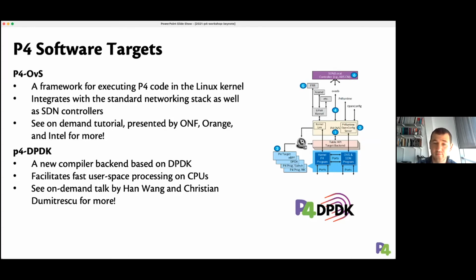Another software target is P4 DPDK. So this is a new compiler backend for P4C. And here the name of the game is to really enable fast user space processing on CPUs. And again, there's an on-demand talk by Han Wang and Christian Dumitrescu, which you can see, which gives all the details on that. So stepping back, I think this vision of P4 and deep programmability really requires these kinds of software targets, so that P4 is not just about, say, routers and switches, but also in the kernel and even in user space.